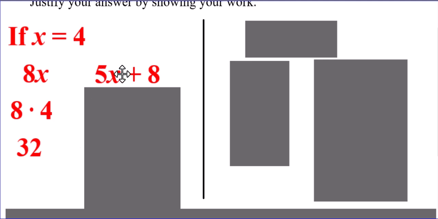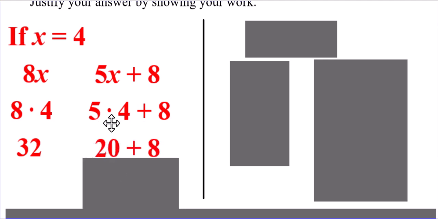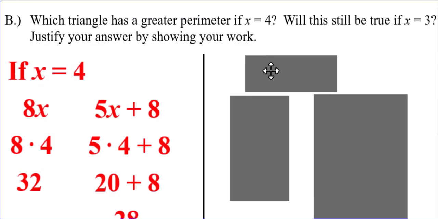Now, 5x is now 5 times 4. 5 times 4 is 20. Make sure you do order of operations. Multiply before you add. 20 plus 8 is 28. Well, you can see the 8x perimeter was bigger than the other one, so triangle 1 right now has the bigger perimeter. But will that stay true if x equals 3?